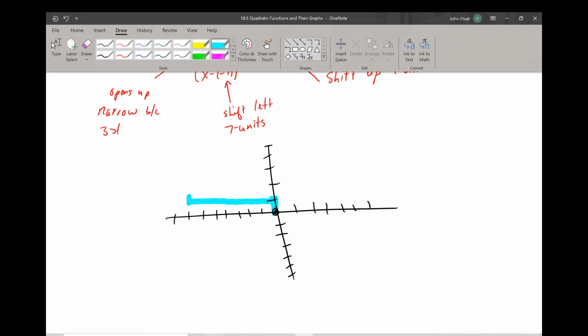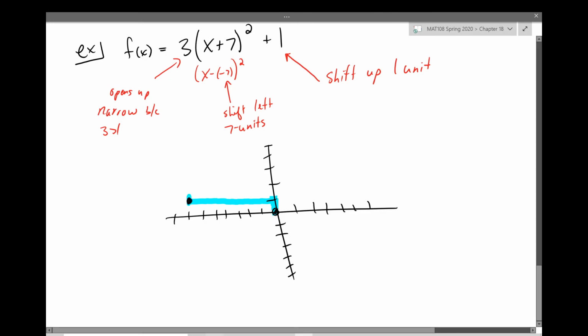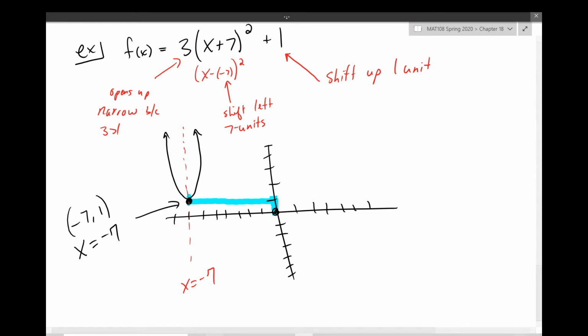I'm going to put my vertex. Now I'm going to open it up, and I'll make it narrow, just like that. Label the vertex, (-7, 1). Axis of symmetry, x equals -7. And I'll label that also. That's it. That's as hard as it gets. Let's try another one here.